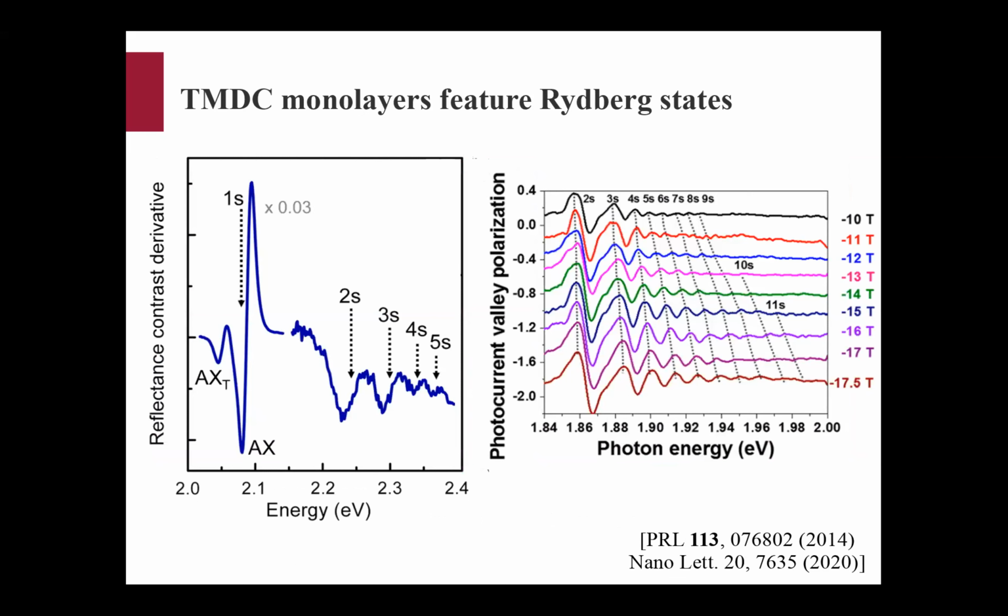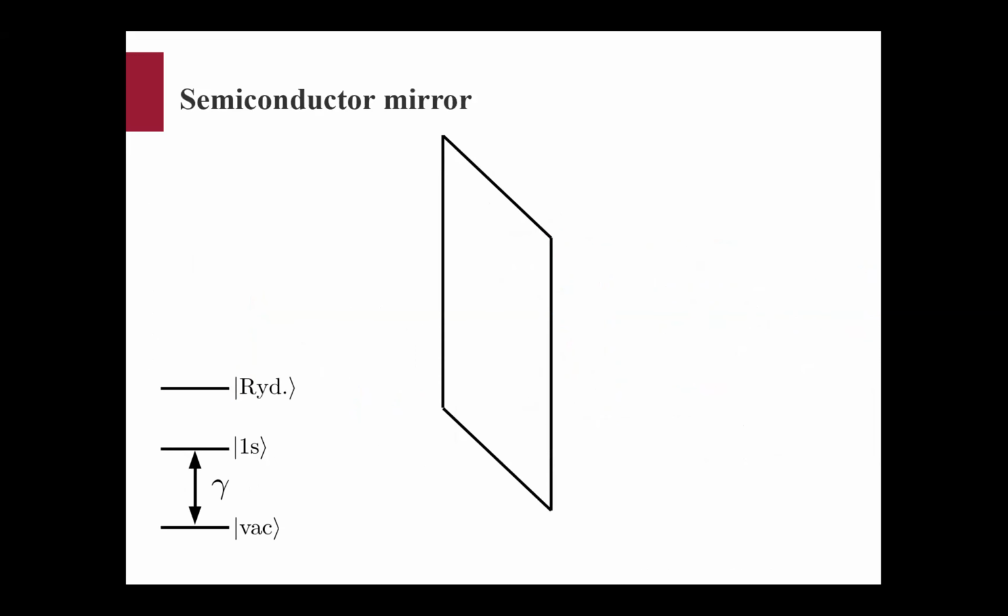And in addition to this, there are Rydberg states. In TMB, here we see them up to n equals 5, here you see them up to n equals 11. There's a fair debate on how strong these Rydberg states really are, because you use strong magnetic fields to measure them here. But for now, I will just assume that there are very strong interactions, you can see blockade, and we'll discuss what we will see under these conditions.